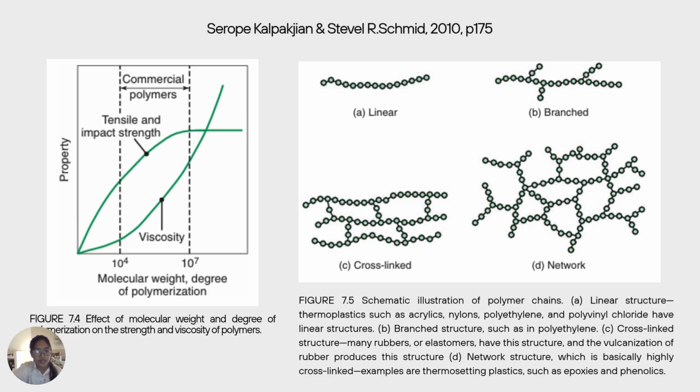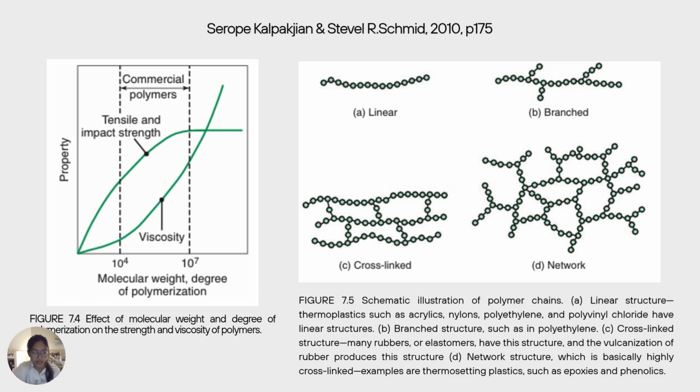Now to the left is an example of HDPE versus LDPE, and on the right, figure 7.5 is a schematic illustration of polymer chains. The letter A, at the top left, is a linear structure. Thermoplastics such as acrylics, nylon, polyethylene, and polyvinyl chloride have linear structures. The one next to it, branched structures, are seen in polyethylene.